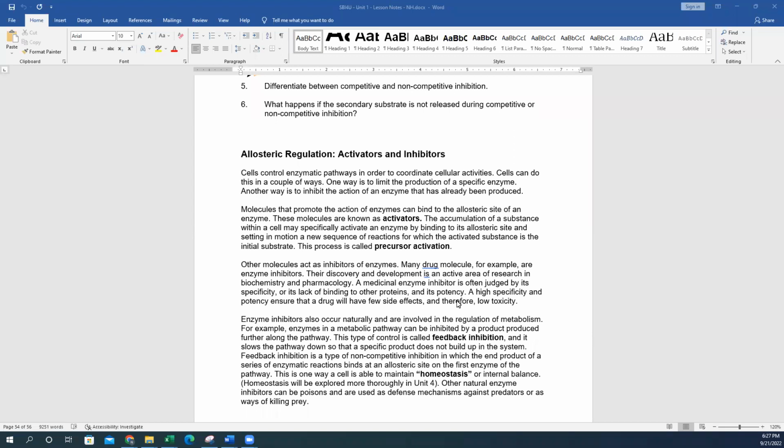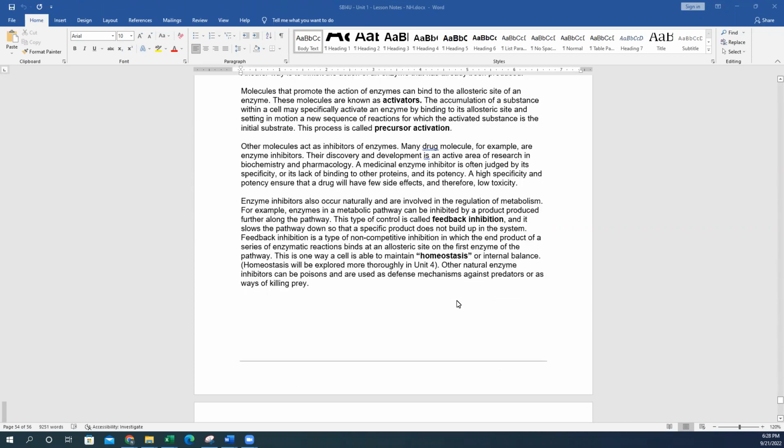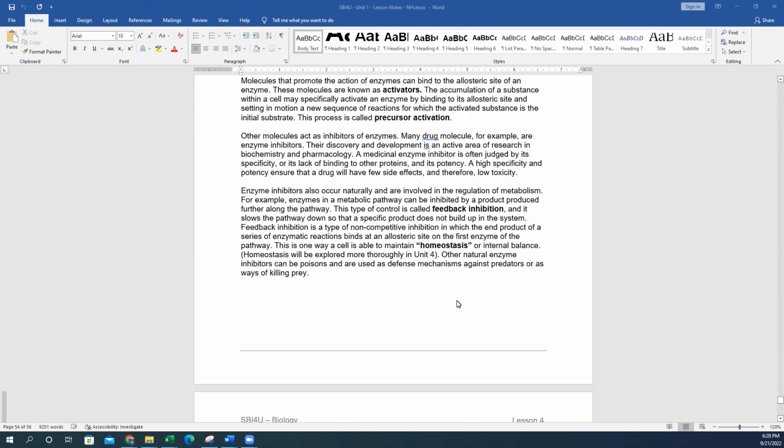And feedback inhibition is a type of non-competitive inhibition in which the end product of that series of enzymatic reactions binds to the allosteric site on the first enzyme that was part of that pathway. And this is one of the ways that the cell is able to maintain homeostasis, which is a way for the cell to balance its internal processes. And we will be talking more about homeostasis later on in our Unit 4.